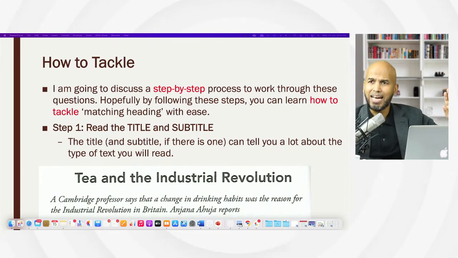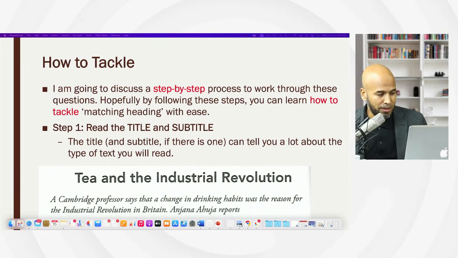Tea and Industrial Revolution, that's a big question. Where is tea and where is Industrial Revolution? The Industrial Revolution happened back in the 18th century. So what is the difference between tea and Industrial Revolution, or where is the link and how are they linked? And why tea in this event?